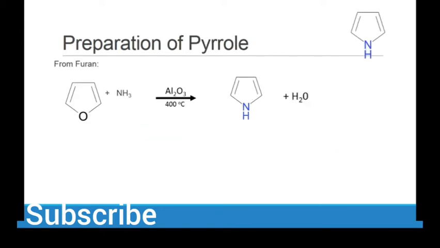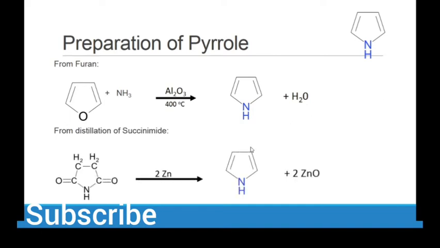And then we will start with the preparation of pyrrole. In pyrrole, this is the simplest: you have furan, which we will study after pyrrole. If it reacts with ammonia, we have pyrrole, and then we have water. And from distillation of succinamide, you will see that these two O's are removed by the zinc, and then we have pyrrole and 2 hydrogens also, because there is one hydrogen.